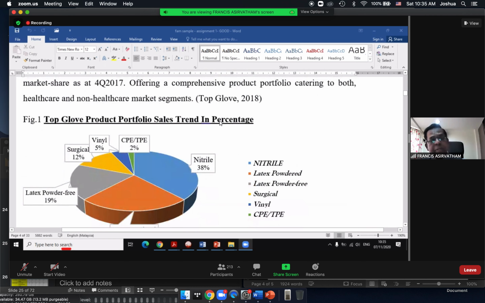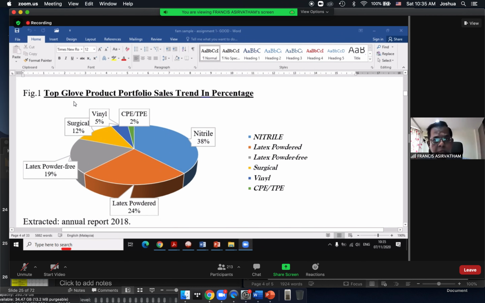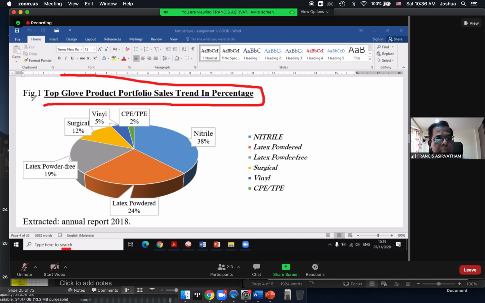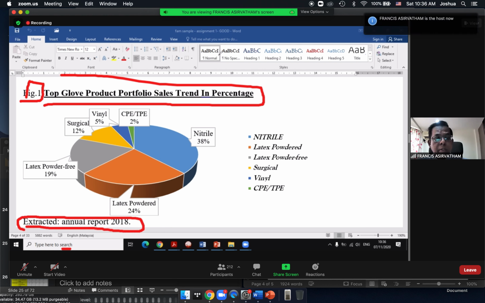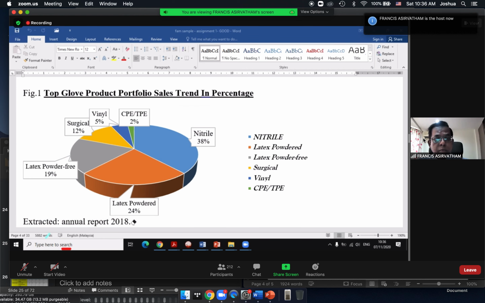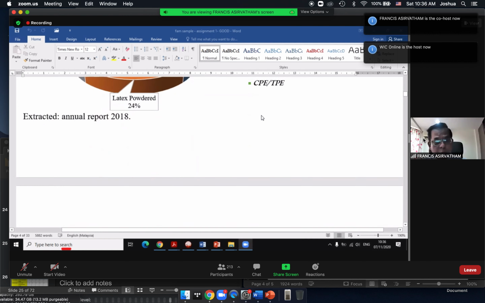If we put a figure, the figure must have a title. Exactly what is your figure? Figure number. Extracted from where? It is very detailed. You can put that. So these are requirements when you move to a higher level. Even when you do a major project, that's a requirement.